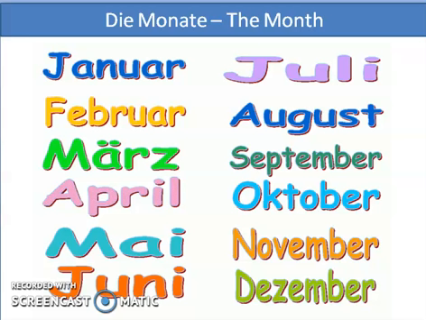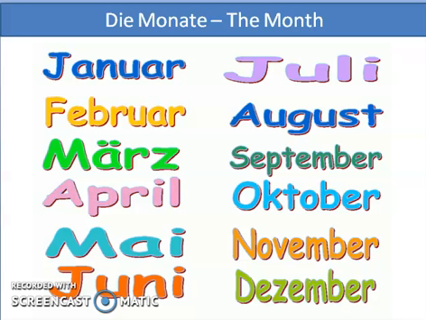Today we are going to learn the months in German, die Monate. So let's get started. First one is Januar, means January. Second is Februar, means February. Then März means March. Then April means April.